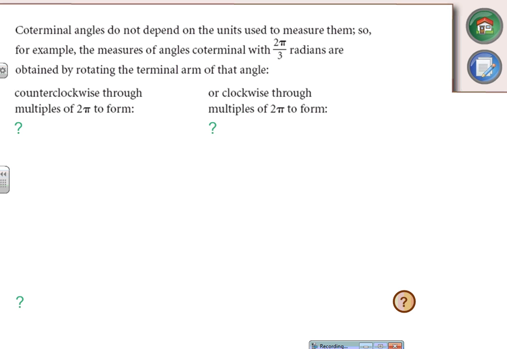We're going to talk about coterminal angles now. Just like we did with degrees, we're going to start with an angle of 2 pi over 3. But wait, where is that even?